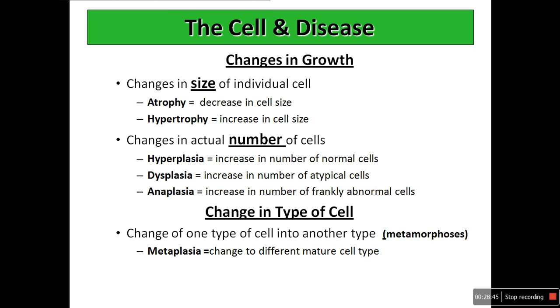We have atrophy. What is atrophy? Atrophy is decrease in cell size. And what is hypertrophy? Hypertrophy is increase in cell size. So atrophy, decrease in cell size. Hypertrophy, increase in cell size.